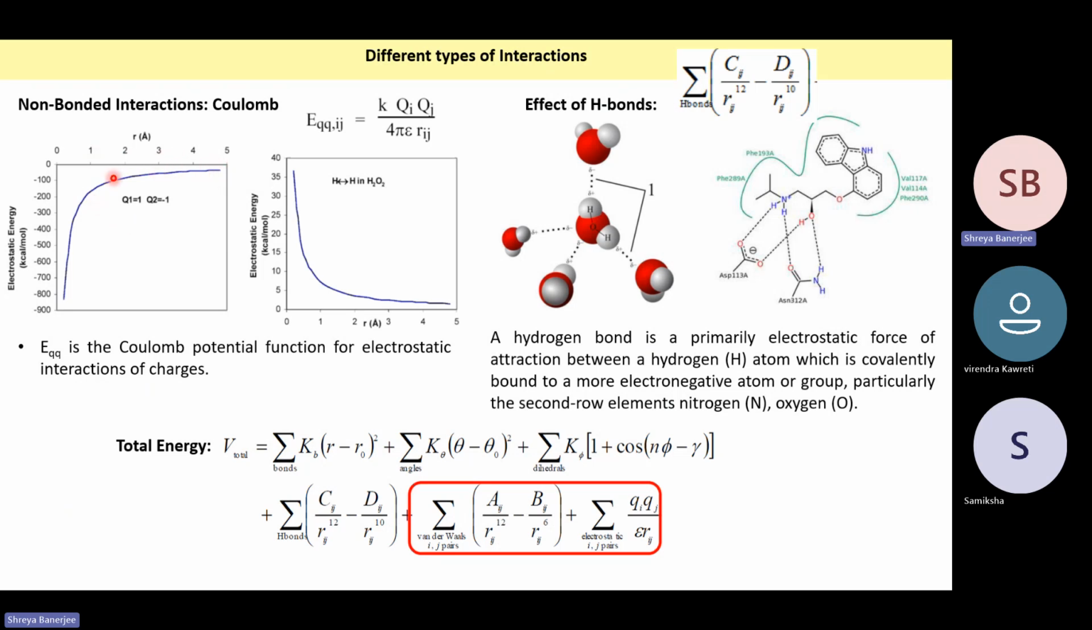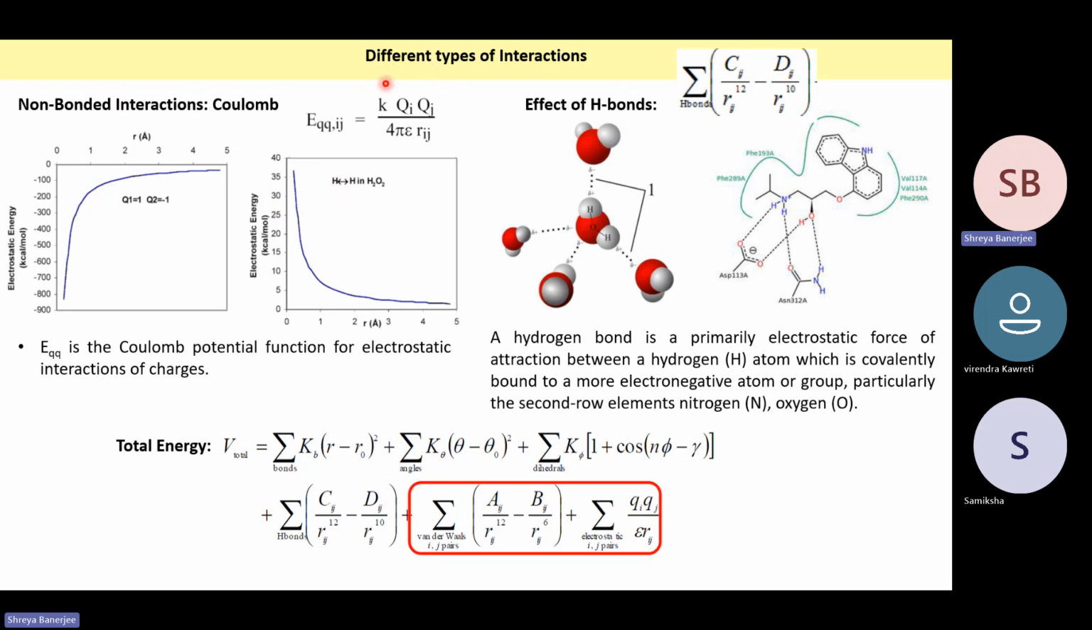And so the energy will decrease as you come close to each other. But if you have two ions with the same charge, like suppose H plus and H plus, then they are the same charged ion. So as you bring them closer from 5 to 1 angstrom, there will be repulsion. So the energy will increase. So this is the non-bonded Coulombic interactions between two ionic species.